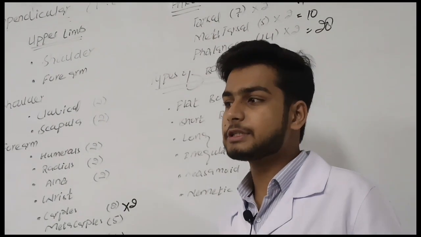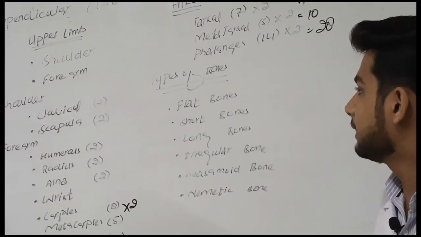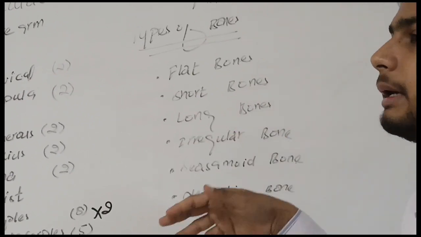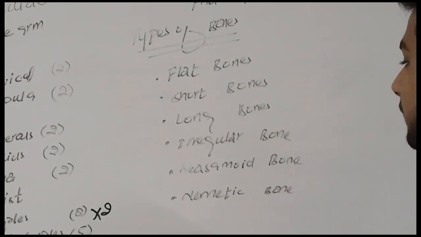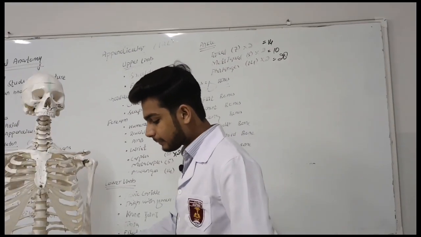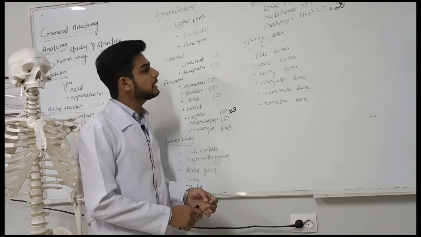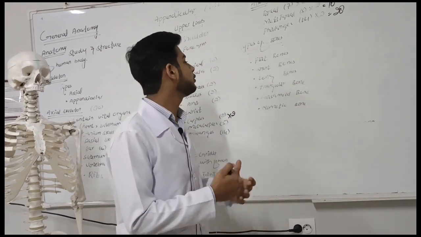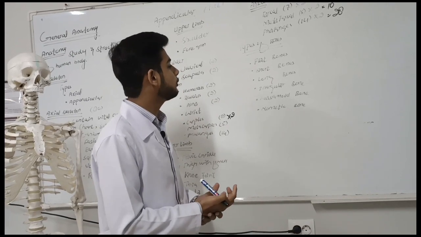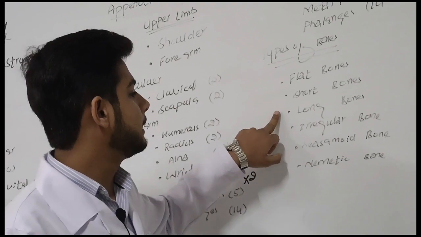Now we discuss the types of bones present in our human body. First, flat bone. Second, short bone. Third, long bone. Fourth, irregular bone. Fifth, sesamoid bone, and sixth, pneumatic bone. What is a flat bone? A flat bone has spongy bone embedded. Short bones have no more length than width, and long bones are longer as compared to their width.